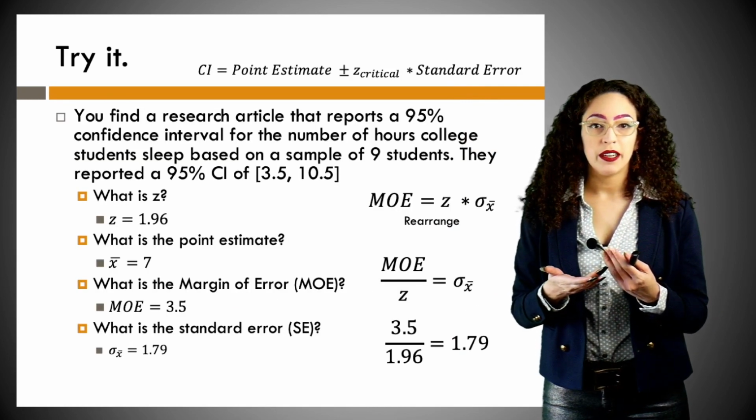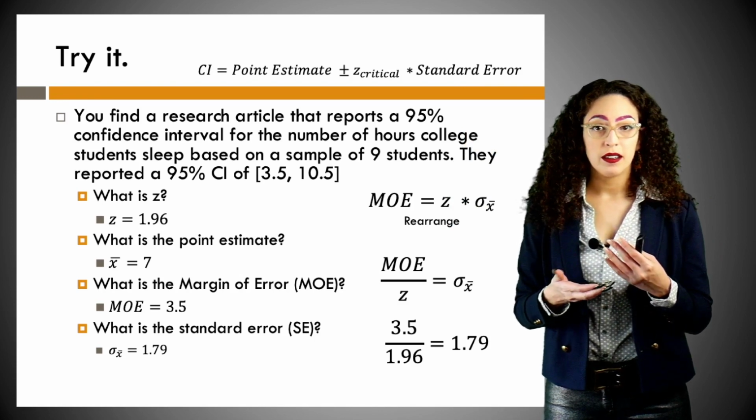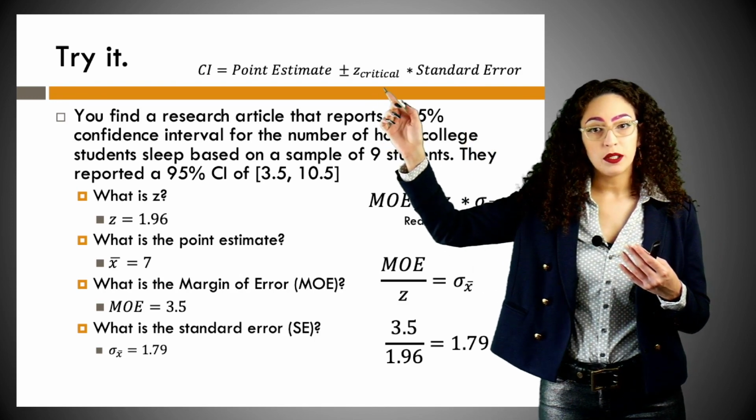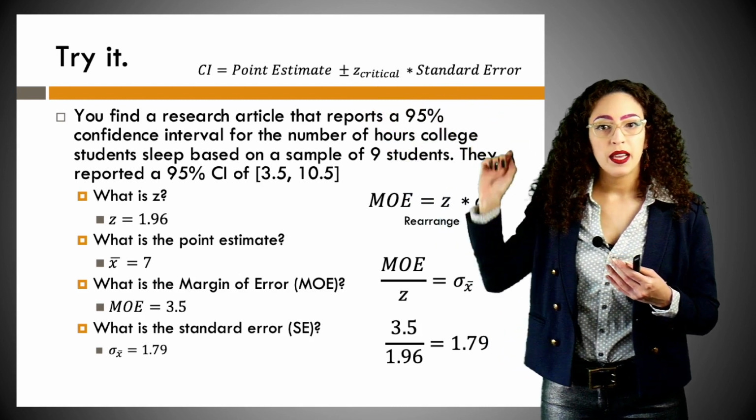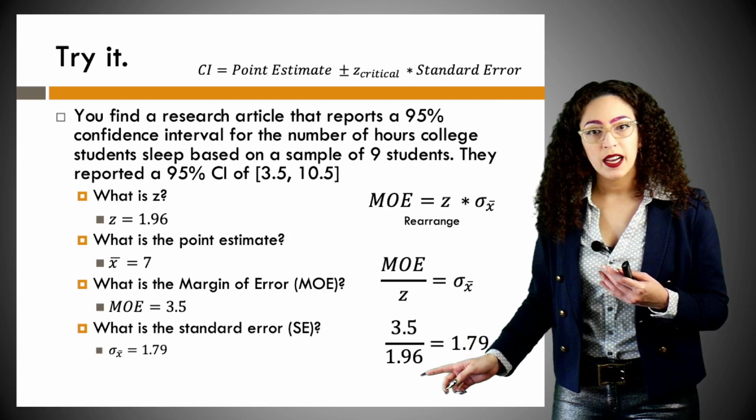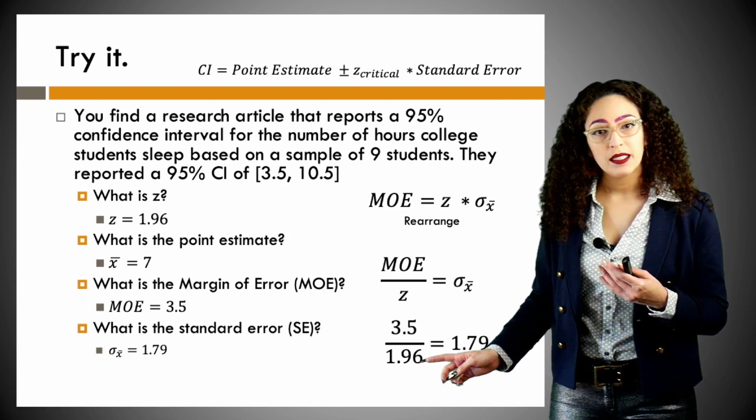Now that we have our margin of error, we can also go and calculate standard error. Because we know that the margin of error is equal to that z critical times standard error, we can just rearrange it algebraically and take our margin of error and divide by the z, the critical z.